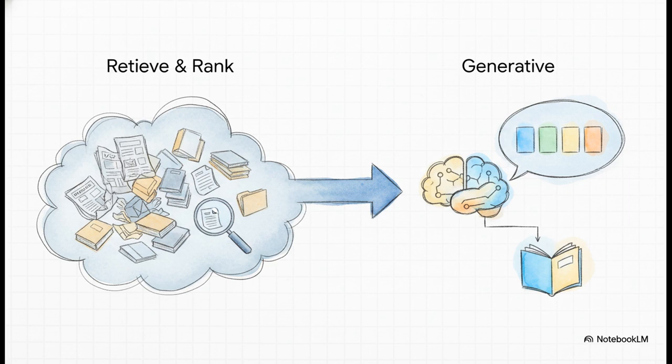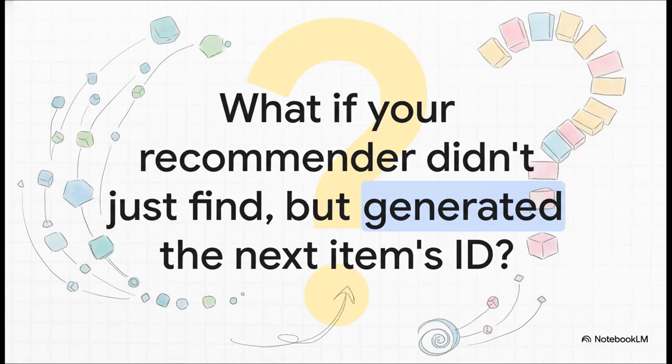And what are transformers and LLMs amazing at? Learning languages. This allows us to shift our thinking completely. Recommendation stops being a search problem, and it becomes a language modeling problem. So I'll leave you with this final thought. What if your next recommendation system didn't just find the next item you might like from a giant database? What if instead it actually generated the item's ID for you, token by token, just like an LLM generates words in a sentence? That is the paradigm shift that semantic IDs make possible.